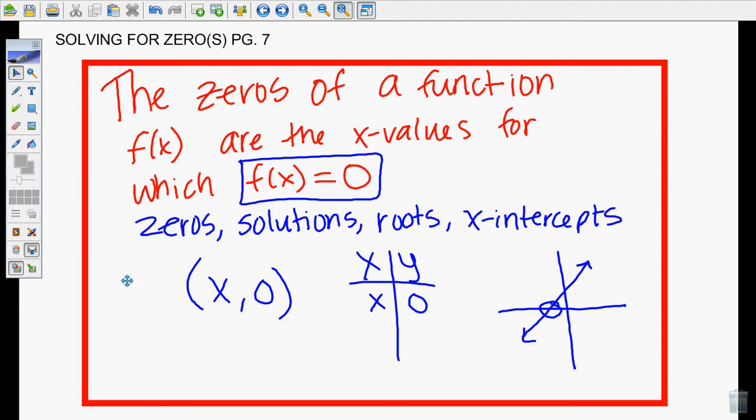So this is as a coordinate. You're going to have a value for x, but your y is always going to be 0. On a table, you're going to have a value for x, and your y is going to be a 0. On a graph, you're going to look and see where it crosses the x-axis, and that will be your 0, your x-intercept, your solution, your root. Question, comments, or concerns about box 1?